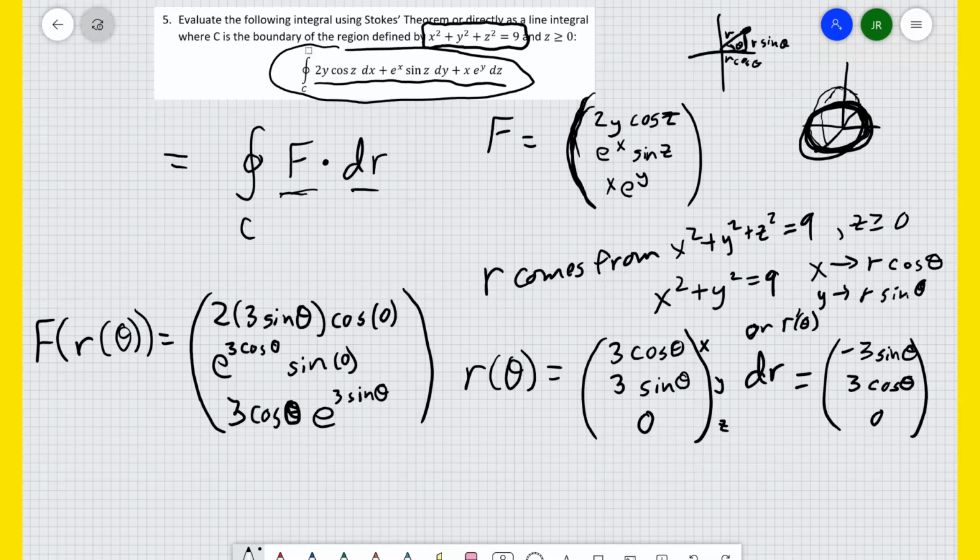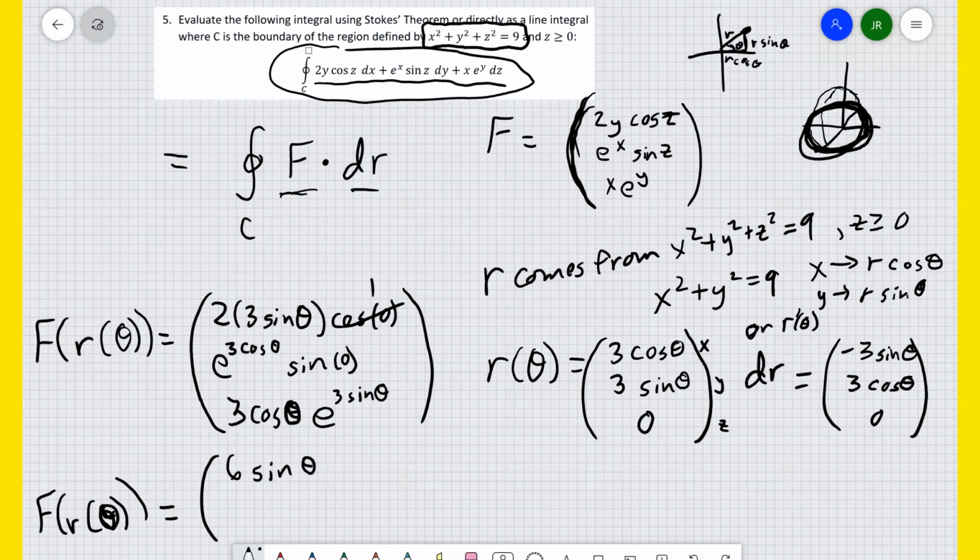Okay, let me simplify that. There are some simplifications we can make. What is cosine of 0? Cosine of 0 is 1. So this becomes 6 sine theta. What about sine of 0? Sine of 0 is 0. So that whole thing becomes 0. And then this one won't really simplify, so it's just 3 cosine theta, e to the 3 sine theta.